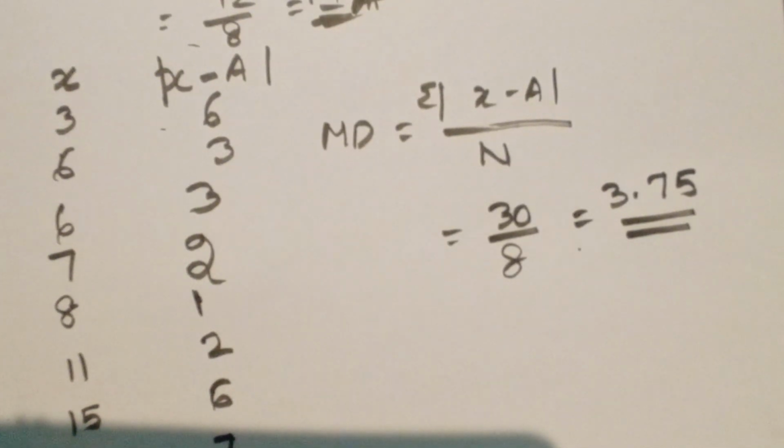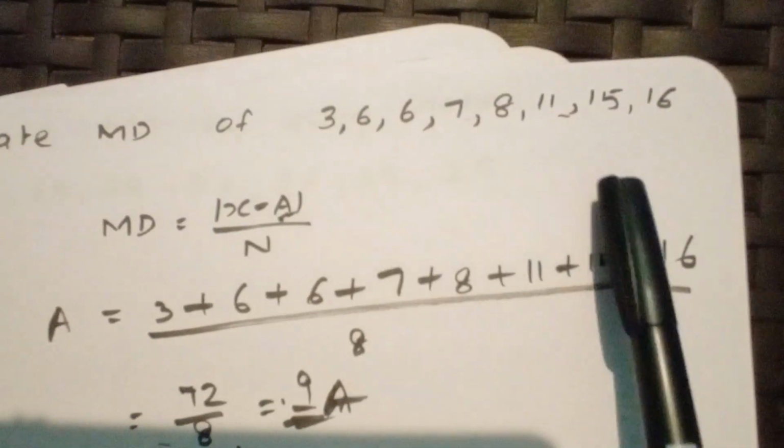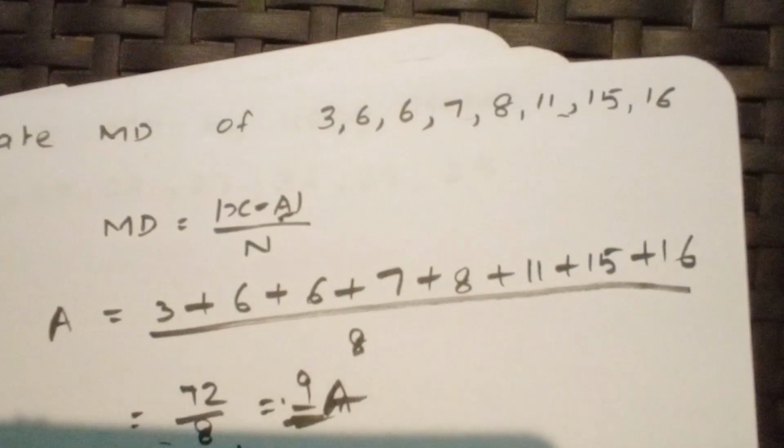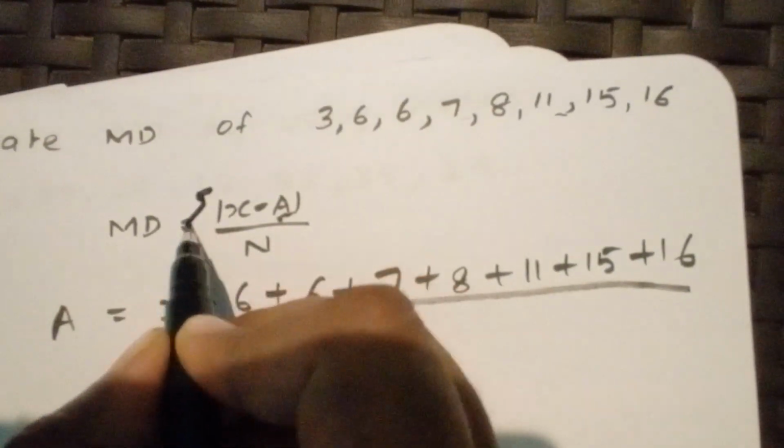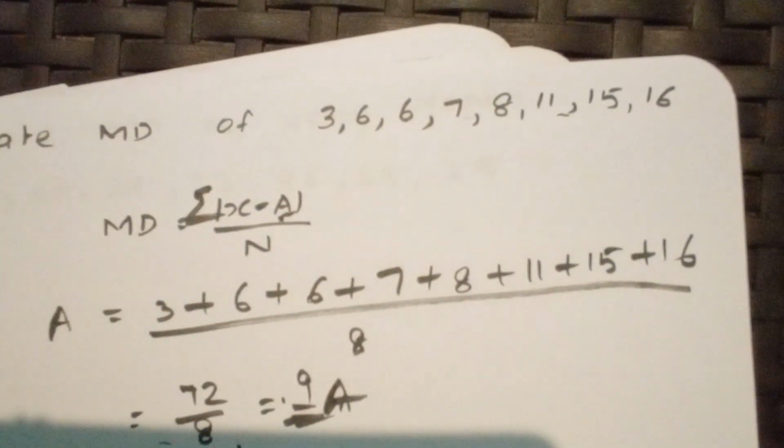So I hope it is clear, because this is very simple. We are calculating mean deviation of individual series. Here the summation is there. For individual series, mean deviation is summation of absolute value of x minus a. So first we have to calculate a.